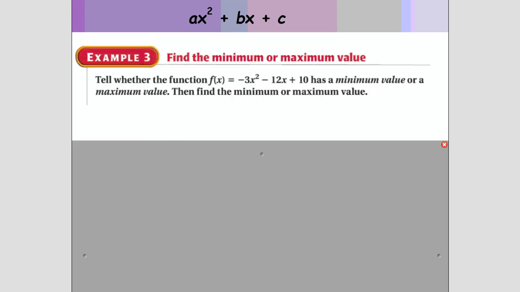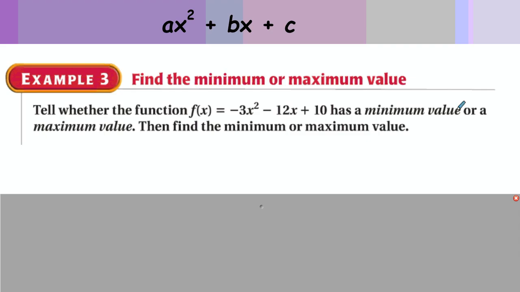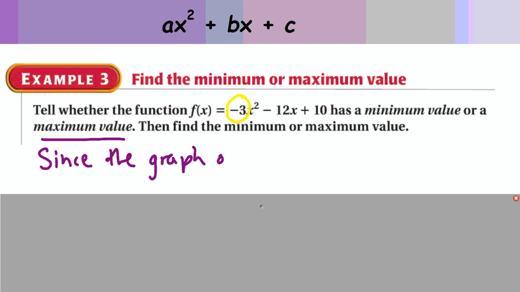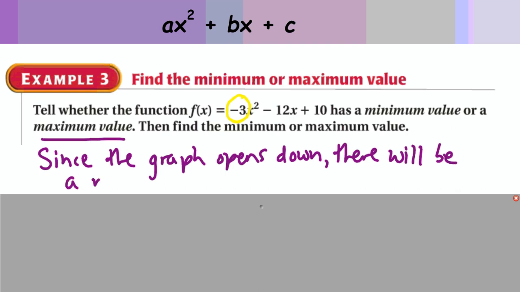If they gave us the following equation and asked us, does the graph have a minimum or a maximum, and then what is it? The first thing we'd have to do is identify the fact that I can see the leading coefficient is a -3. That tells me the graph is going to open downward, and that means there has to be a maximum. So you would say, since the graph opens down, there will be a maximum, but no minimum, because it'll just keep going down.